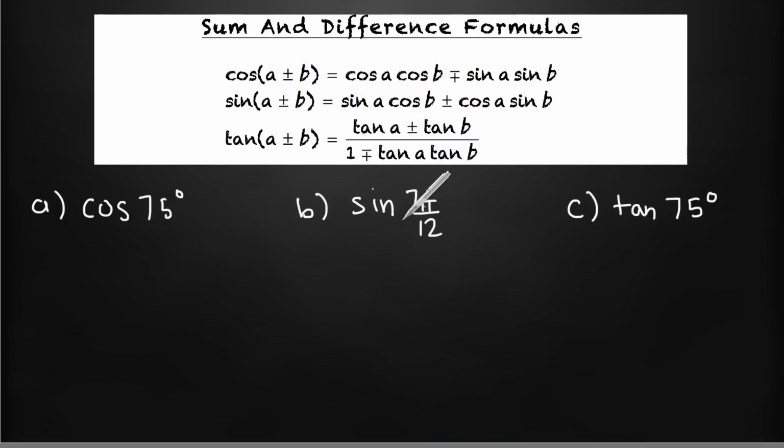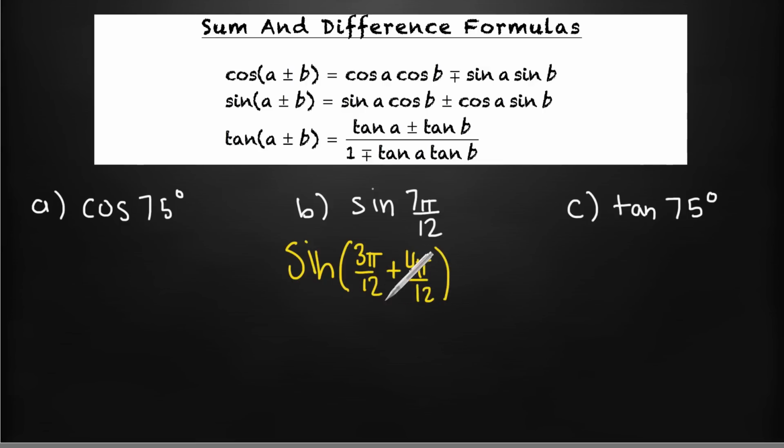It says sine of 7 pi over 12. All right. Now, you could change this into degrees, and you could do it that way. You can either do it that way, or you can just keep it in terms of radians. If we keep it in terms of radians, you're going to have to find two angles that add up or subtract to 7 pi over 12. So the first two that come to mind would be 3 pi over 12 plus 4 pi over 12.